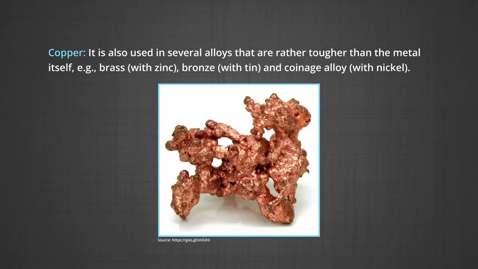Uses of copper: we know copper is used for making wires used in the electrical industry and for water and steam pipes. It is also used in several alloys that are rather tougher than the metal itself. Example: brass alloyed with zinc, bronze alloyed with tin and coinage alloy alloyed with nickel.